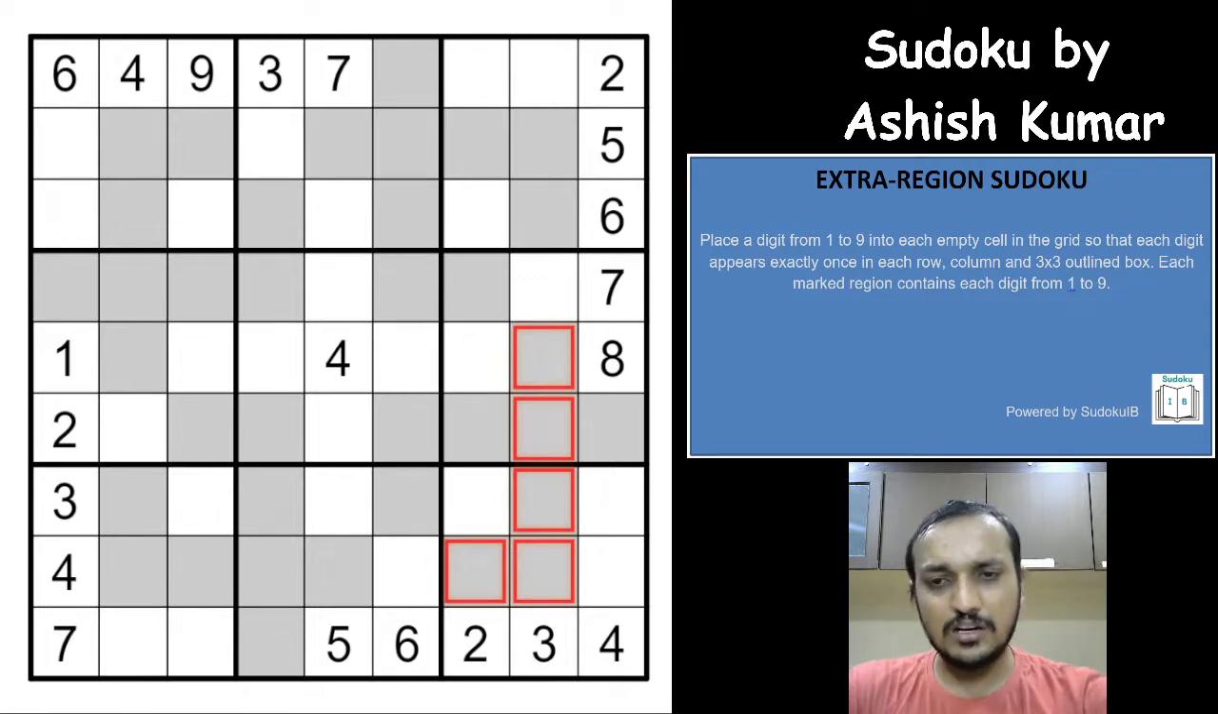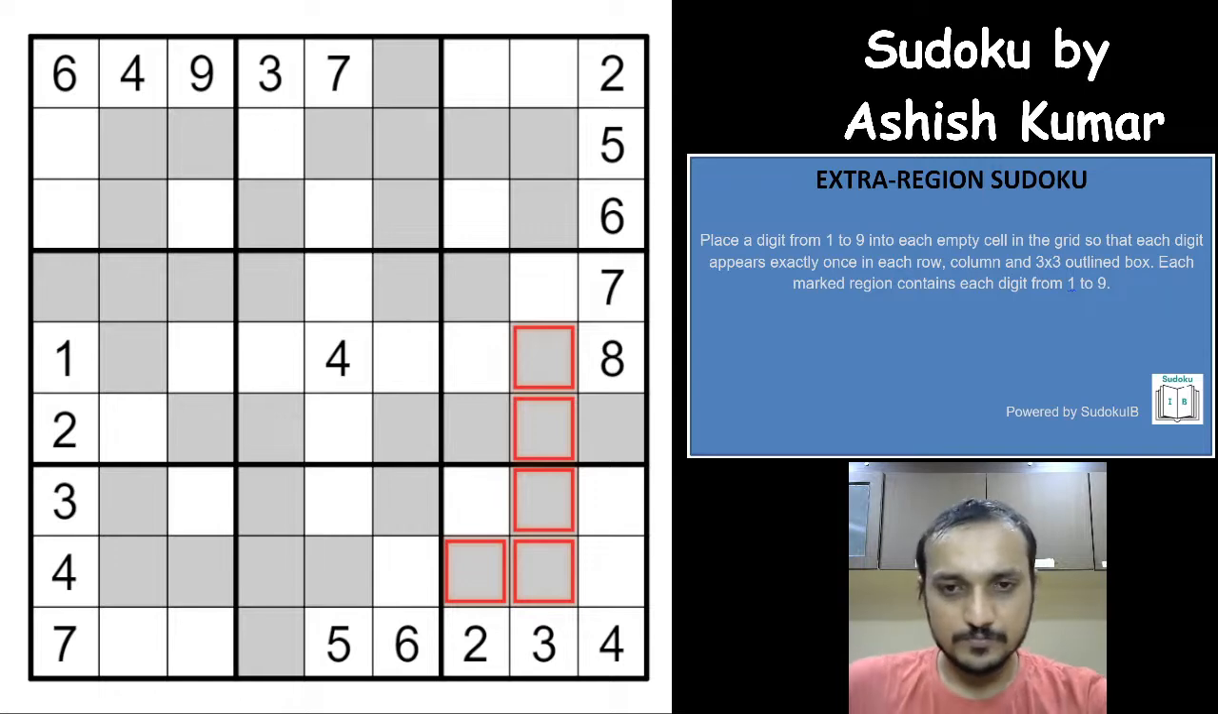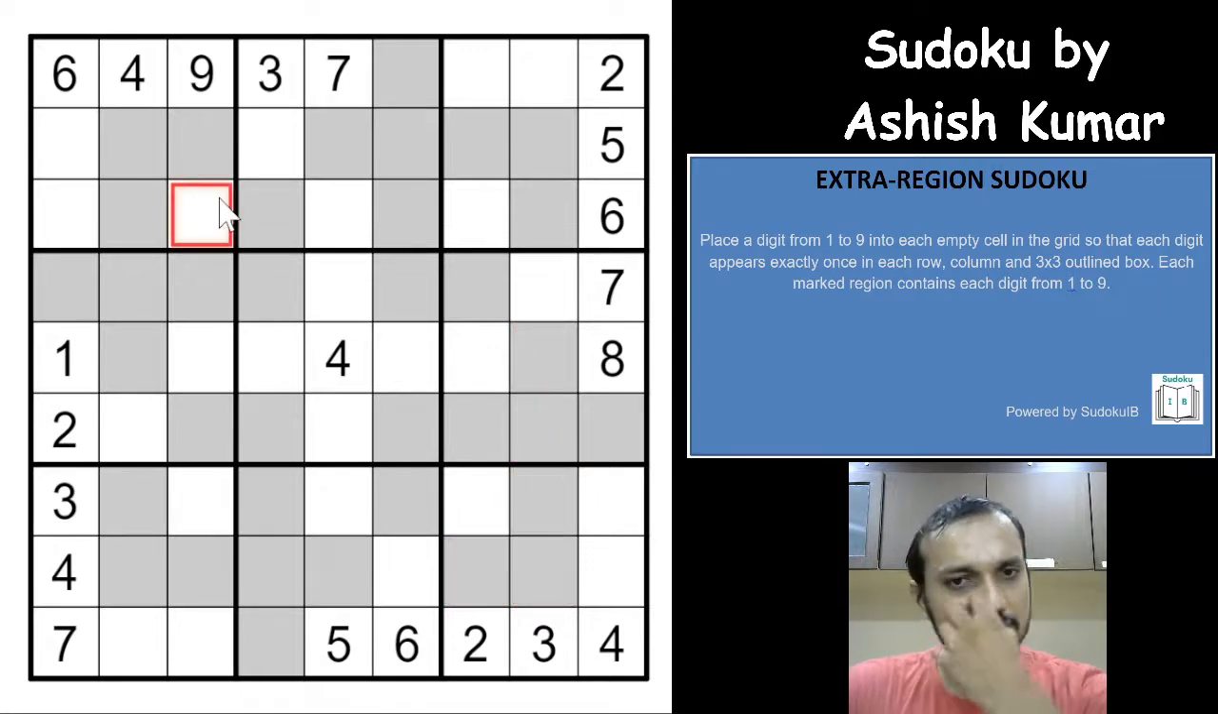Those who haven't tried this Sudoku, I would highly recommend you to please try it yourself and then check the video on how to solve this Sudoku easily. Now I'll just start the Sudoku.